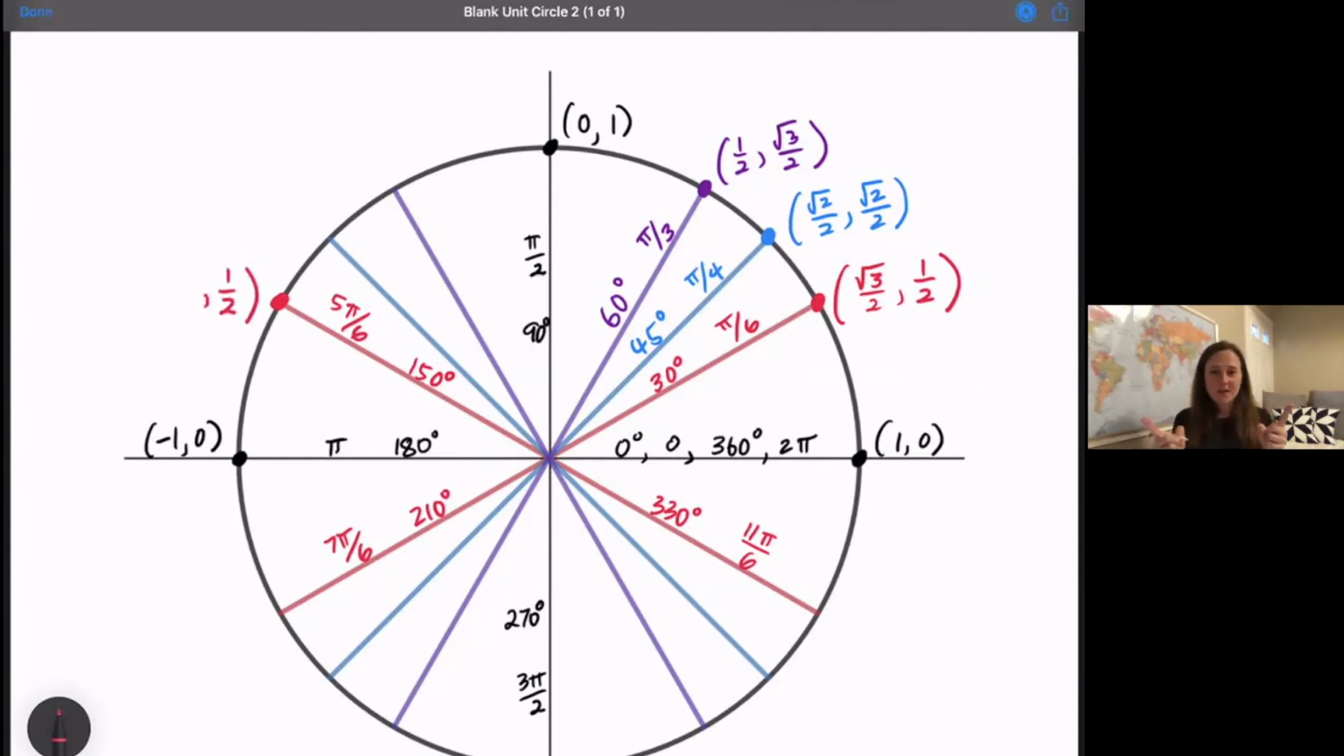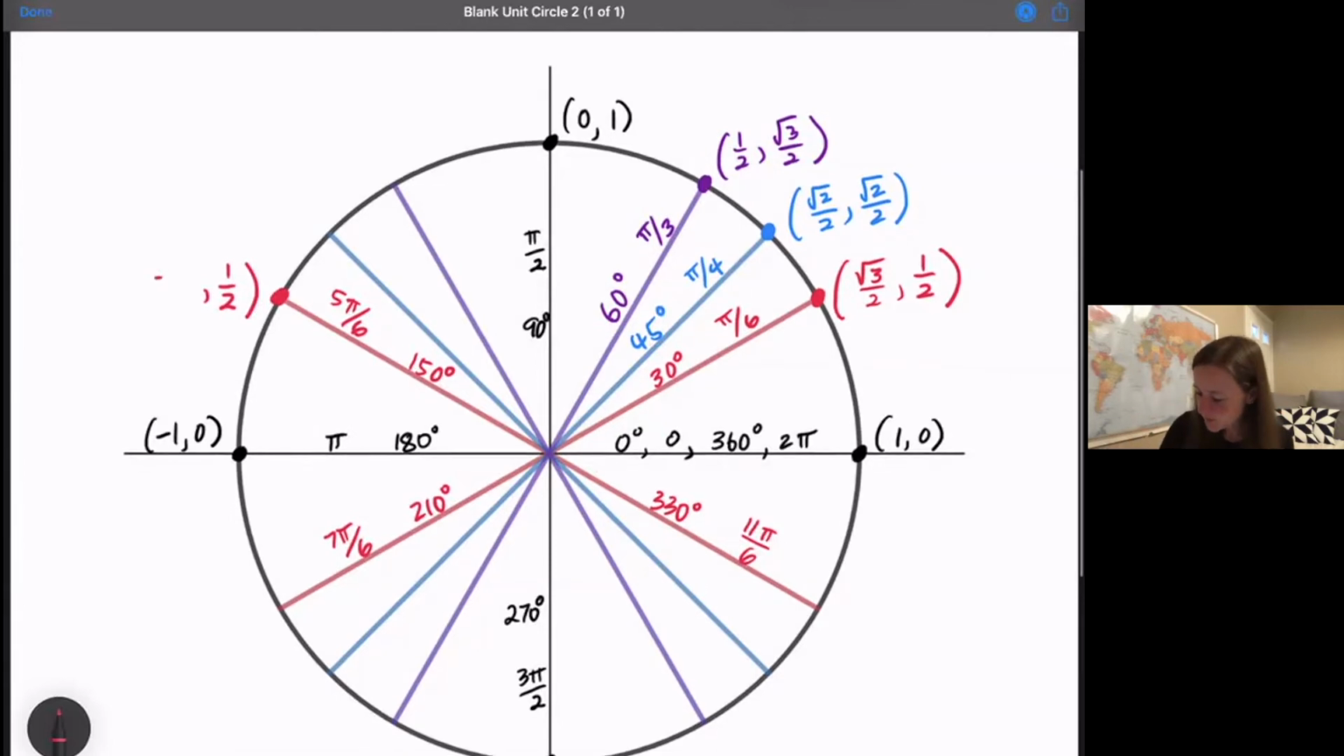The x coordinates are the same distance because they're the same angle above the x-axis, except for, let's see, pi over 6, 30 degrees, you're going in the positive x direction. For 150 degrees, you have to go in the negative x direction. So the coordinate is going to be the negative √3 over 2.